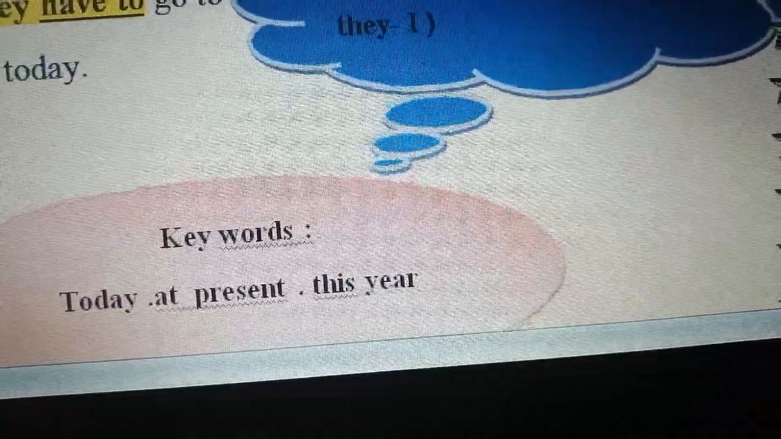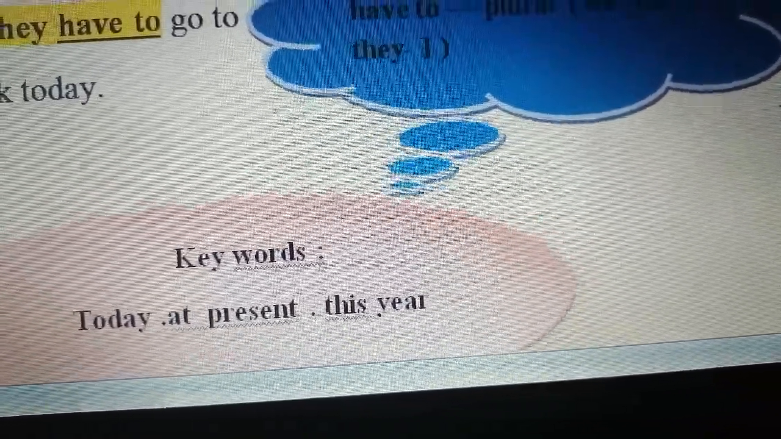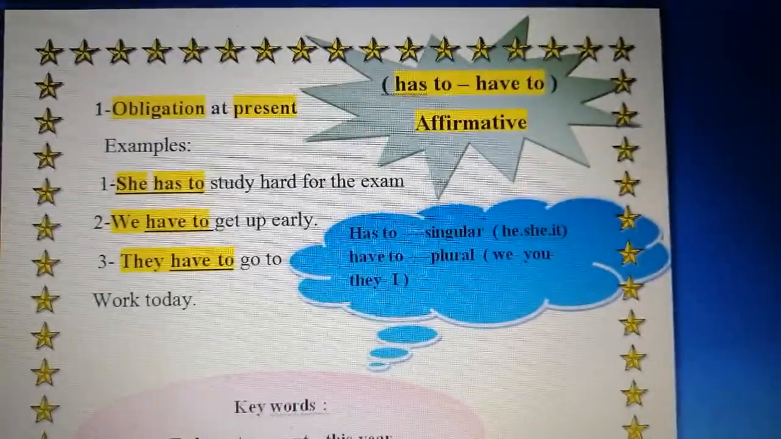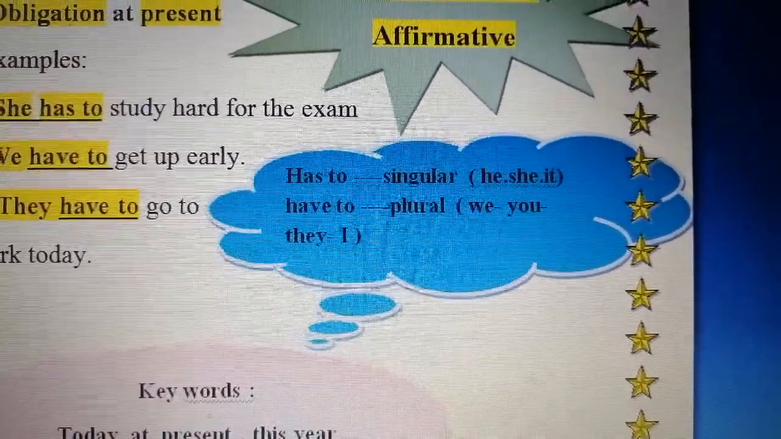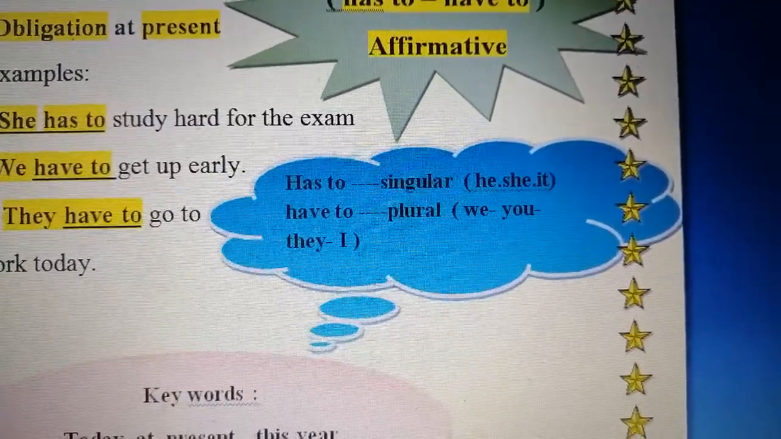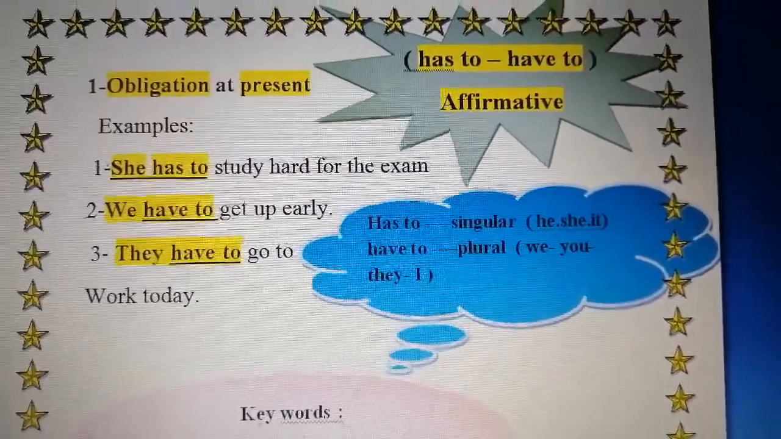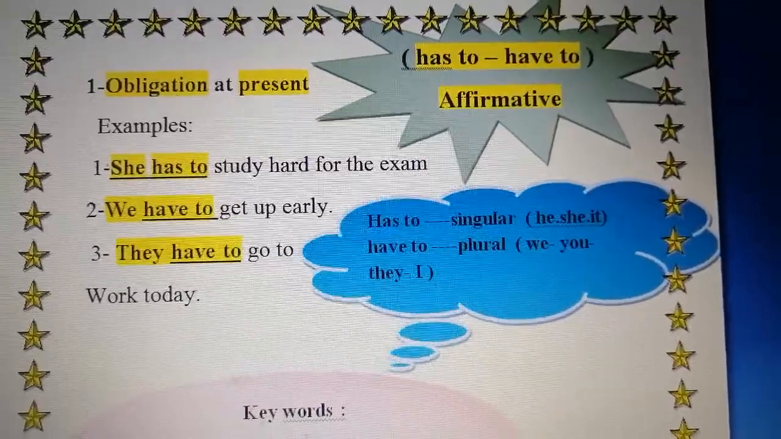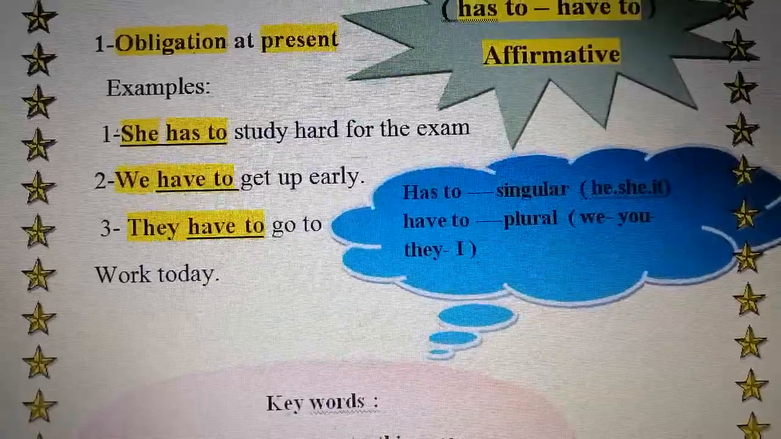Okay? Keywords for present: today اليوم، at present في الحاضر، this year هذه السنة. What do we use? Has to or have to. Has to, we use it for he, she, it. Have to, we use it with we, you, they, I. Okay, so obligation at present: has to يجب عليك, have to يجب عليك، لكن ال has to مع singular and have to with a plural. Let's see here some examples.